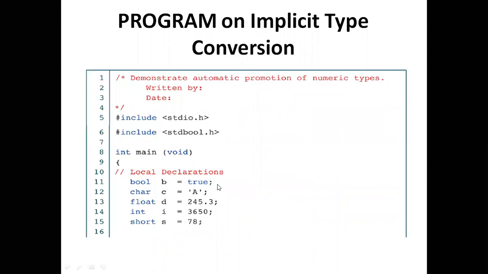Five variables. Here we are having one variable of type Boolean, one variable of type char, one variable of type floating point, one variable of type integer, and one variable of type char. B for Boolean, C for char, like that we need to remember.